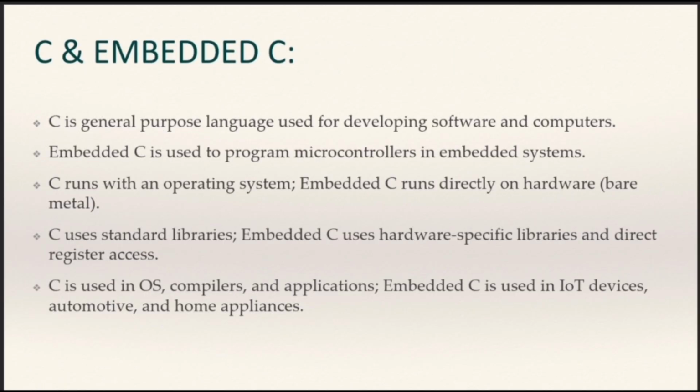C and embedded C. C is a general purpose programming language used for developing software across platforms. Embedded C, on the other hand, is used to program microcontrollers in embedded systems. The key differences are that C runs with an operating system and uses standard libraries, while embedded C runs directly on hardware and accesses the registers directly. While C is commonly used in software applications, embedded C plays a vital role in developing IoT devices, automotive controls, and home appliances. The further slides are presented by my teammate.